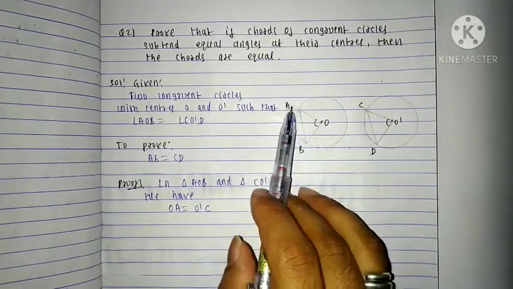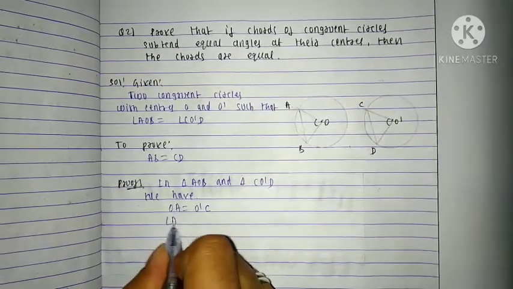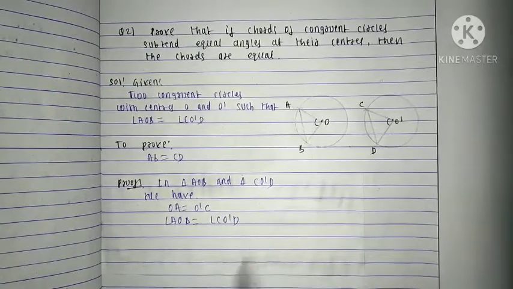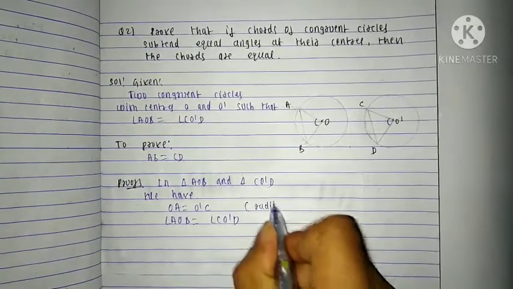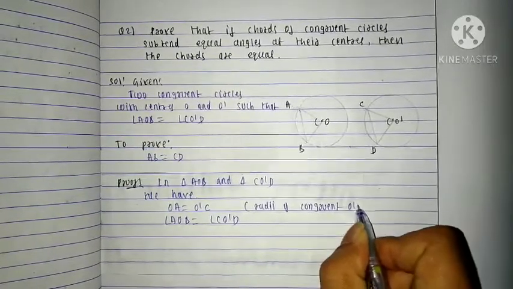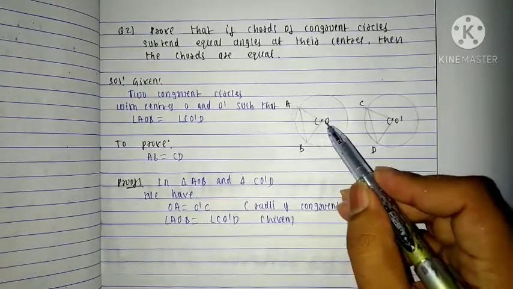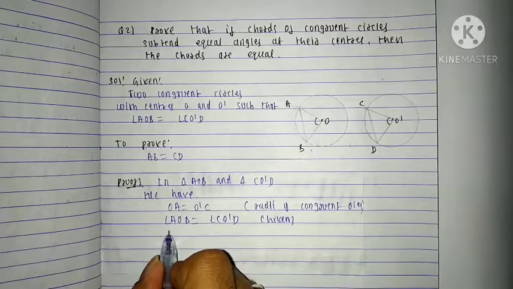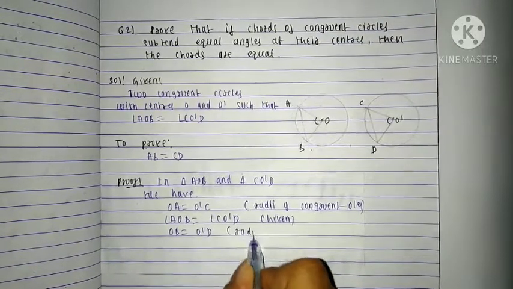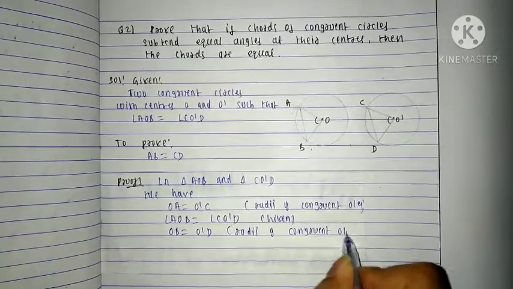And similarly, they have given that angle AOB is equal to angle CO'D. This is given. Similarly, we can write that OB is equal to O'D, for the same reason: radii of congruent circles.